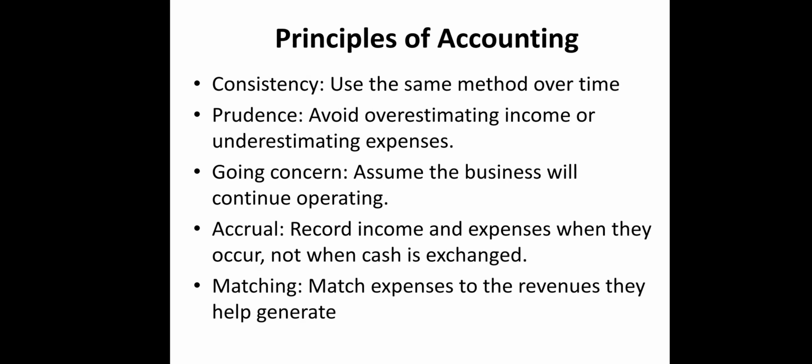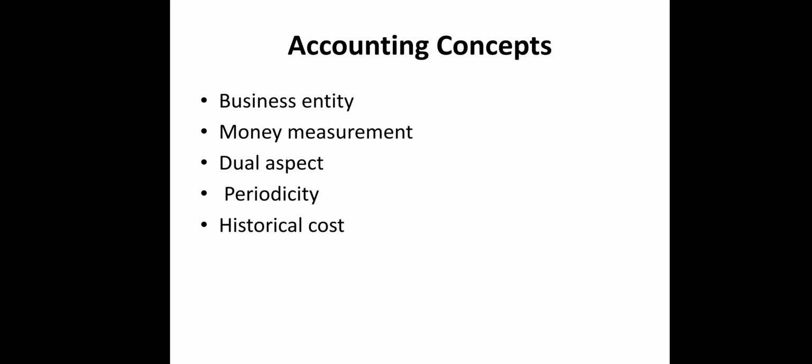Now let's go to the principles of accounting. These principles guide ethical and accurate reporting. Consistency uses the same method over time. Prudence, don't exaggerate profit. Going concern assumes the business will continue. Accrual records when events happen, not when cash moves. Matching: match expenses to related revenue earned.